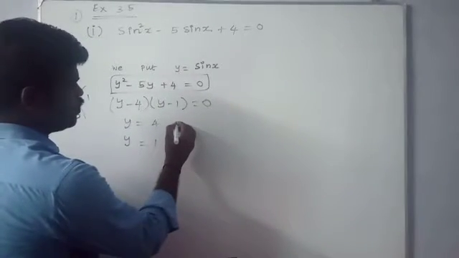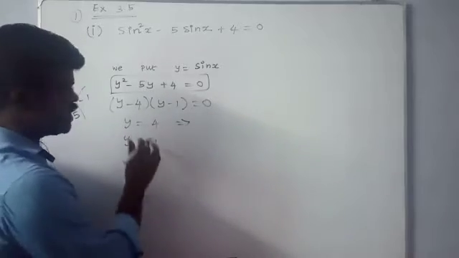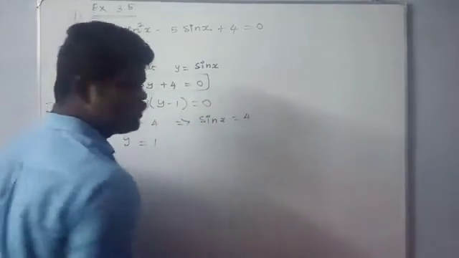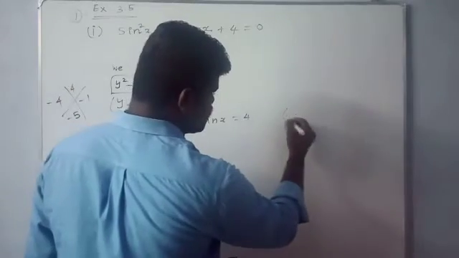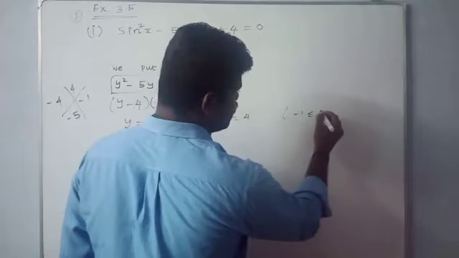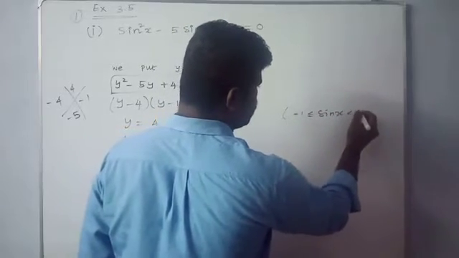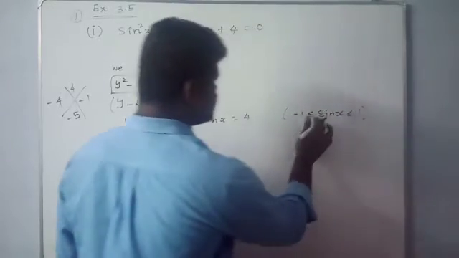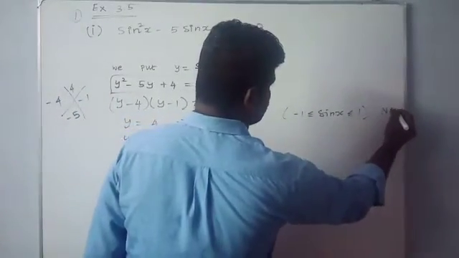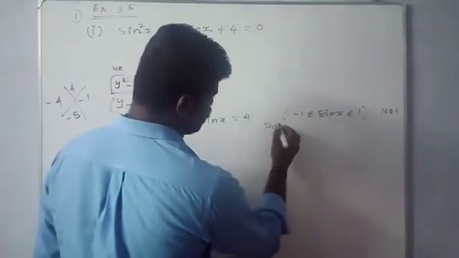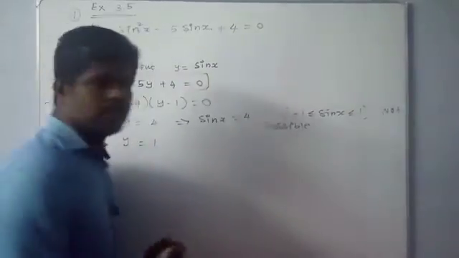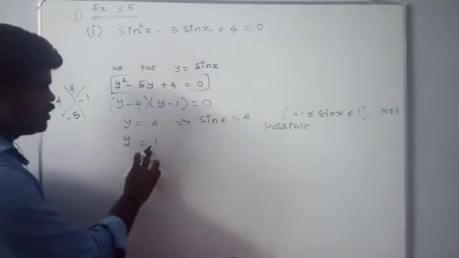If y equal to 4, which is not a possible value, because y is equal to sin x is equal to 4. The range of sin x is also the same as for cos x. Minus 1 less than or equal to sin x less than or equal to 1. This is the range of sin x. So which is not a possible solution. And y equal to 1.